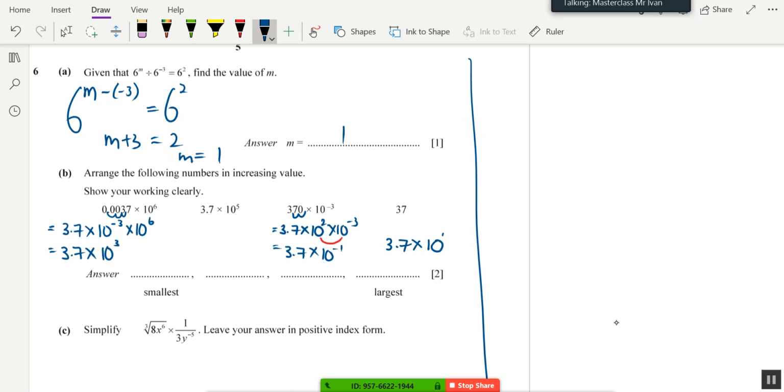Very good. So in this case, it's very clear which guy is the smallest and which guy is the largest. So the smallest will definitely be the 10 to the power of negative 1 guy. Do not write it in this form. Always write the question form. That means the question is this, times 10 to the power of negative 3, followed by 3.7, followed by 3.7 times 10 to the power of 3, which is actually 0.0037 times 10 to the power 6, followed by the largest one, which is 3.7 times 10 to the power 5.